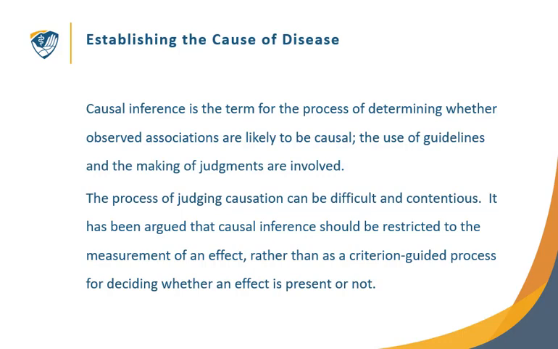Causal inference is the term for the process of determining whether observed associations are likely to be causal. The use of guidelines and the making of judgments are involved. The process of judging causation can be difficult and contentious. It has been argued that causal inference should be restricted to the measurement of an effect rather than as a criterion-guided process for deciding whether an effect is present or not.